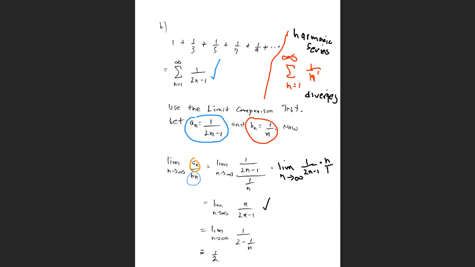And again, we have an indeterminate form. The limit as n goes to infinity of n over 2n minus 1. We could use L'Hopital's rule, or we could just multiply top and bottom by 1 over n. And if we do so, we'll get this result here. And as n gets large, we know that 1 over n approaches 0. So we're going to get 1 over 2 minus 0, and that equals a half.